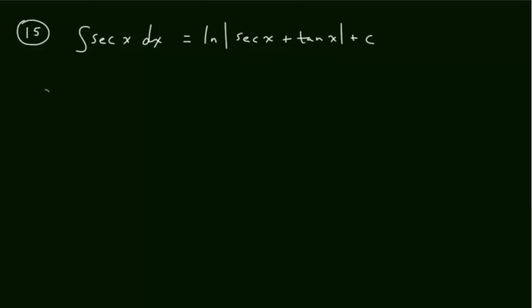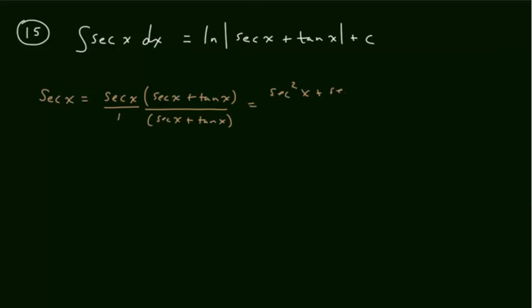So how would this one work out? Well, the secant of x with a little bit of trickery. The secant of x is equal to, I'm going to multiply top and bottom of a fraction here, secant of x over 1, by the secant of x plus tangent of x. One in disguise, secant of x plus tangent of x. When I distribute that, I get secant squared of x plus secant x tan x in the numerator, and then the denominator is simply secant of x plus tan x.